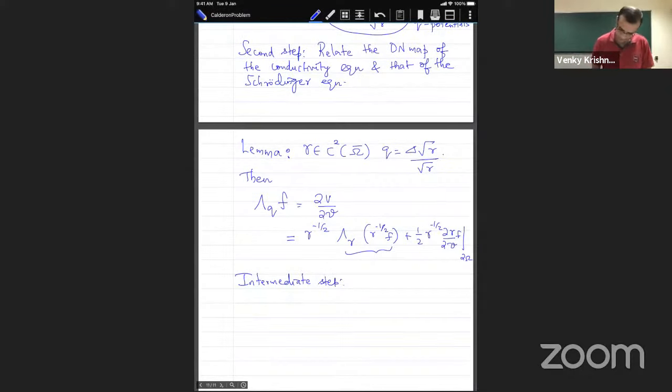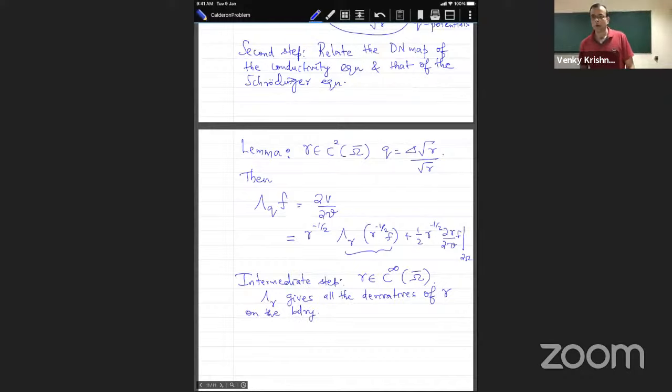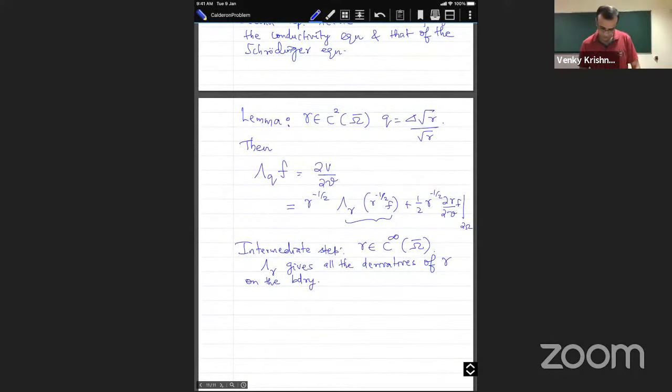Let's say, for simplicity, let's assume that we have a C infinity conductivity. Then from the Dirichlet-to-Neumann map, Lambda_gamma gives all the derivatives of gamma on the boundary. All the derivatives of gamma on the boundary. So, the original result, sorry.